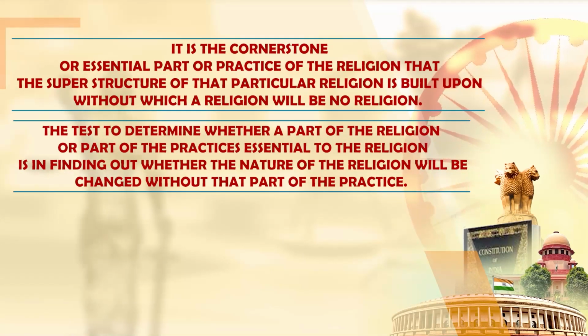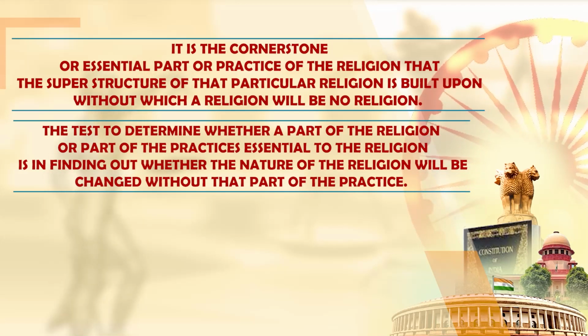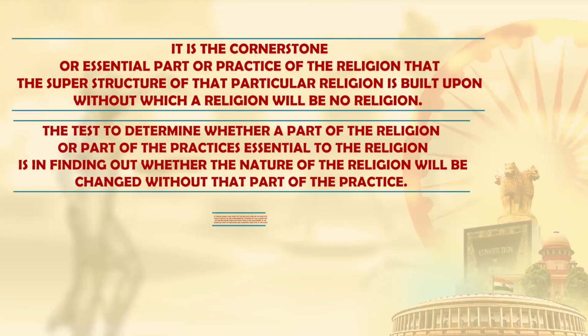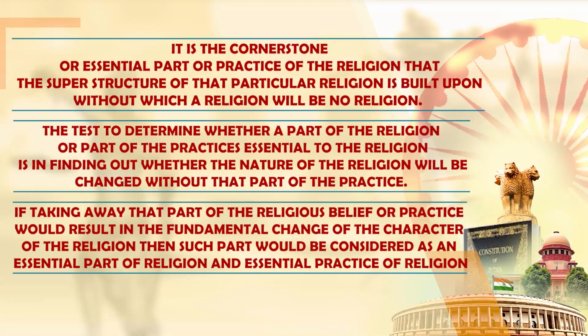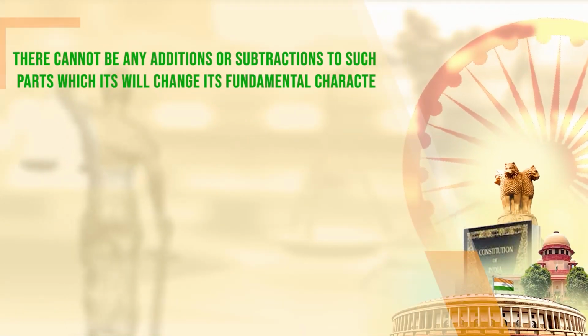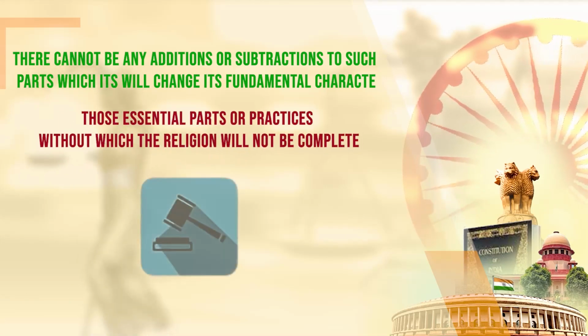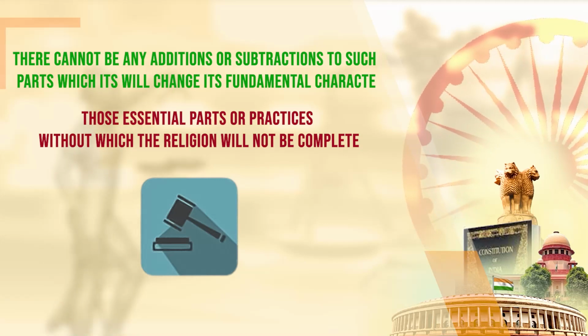The test to determine whether a part of the religion or a practice is essential to the religion is to find out whether the nature of the religion will be changed without that part of the practice. If the taking away of that part of the religious belief or practice could result in a fundamental change of the character of that particular religion or belief, then such part could be considered an essential part of religion, an essential practice of religion. There cannot be any additions or subtractions to such part which will change its fundamental character. So those essential parts or practices, without which the religion will not be complete and will lose its own character, nature, philosophy and belief, are protected, cannot be regulated, and cannot be interfered with.